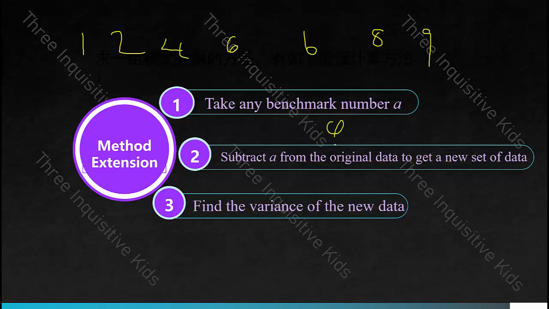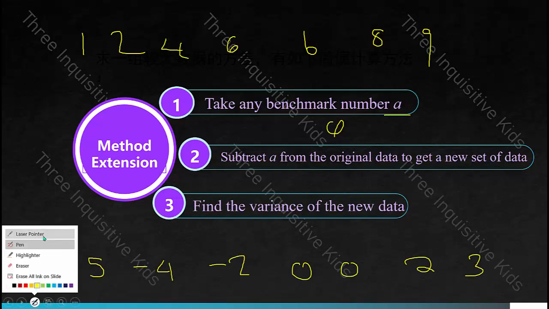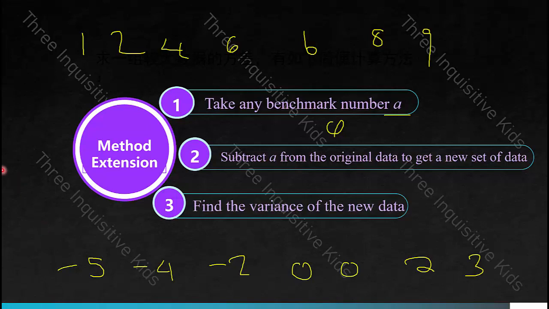Okay, and then we subtract 6, which is the benchmark number A we chose, from each of the pieces of data in the data set, which would be -5, -4, -2, 0, 0, 2, and 3. And then we find the variance of this set of data. This is another method that you guys can use in order to make your calculation easy.